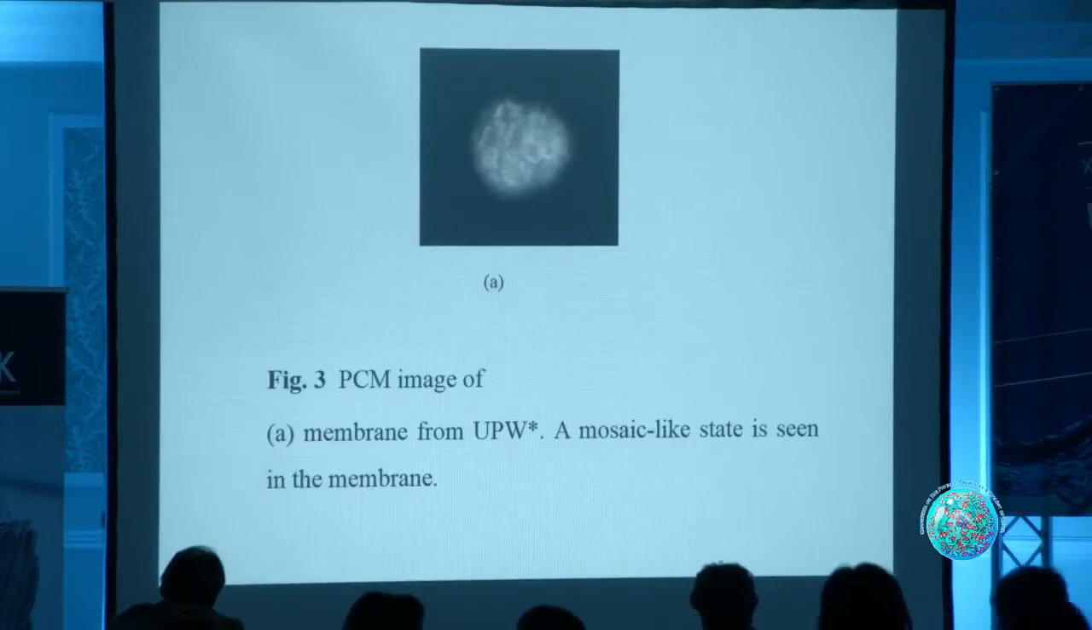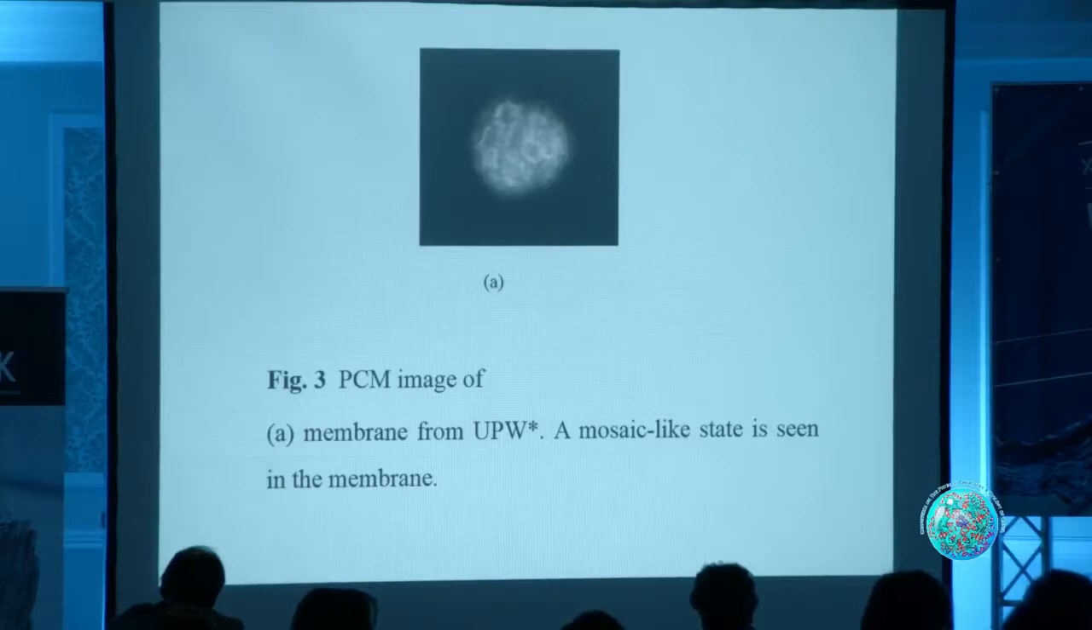This is a phase contrast microscope image of membrane from UPW asterisk. This is the orifice and this is the membrane. A mosaic-like state is seen in the membrane.